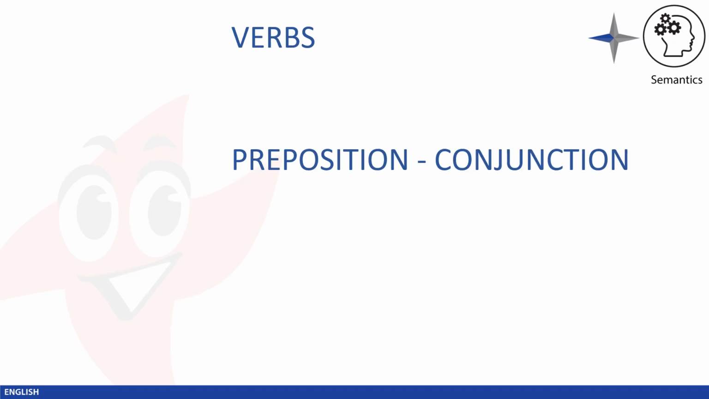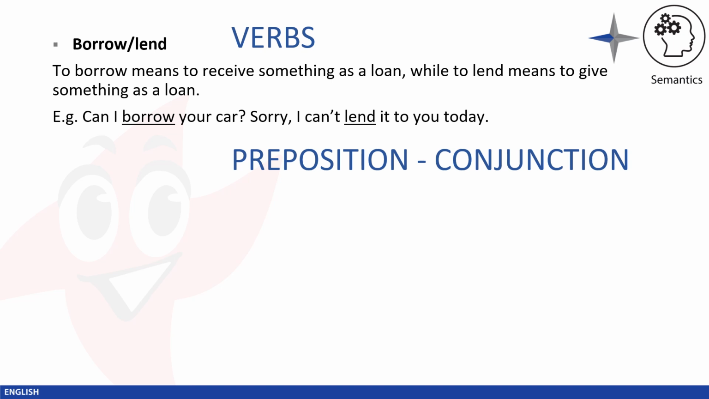Pay attention to these verbs, borrow and lend. Borrow means to receive something, and lend means to give something. In Dutch, lenen and uitlenen are used for borrow and lend, but in English, it's very specific. Can I borrow your car? So I'm going to receive something from you. And I can't lend it to you today, so I'm not going to be able to give it to you. So it depends which way you do the loaning, or the asking.